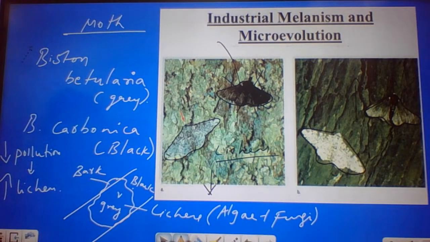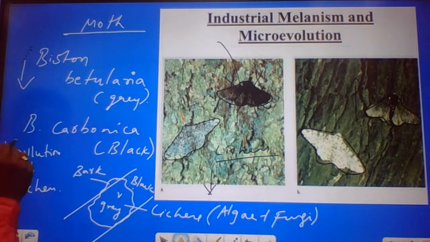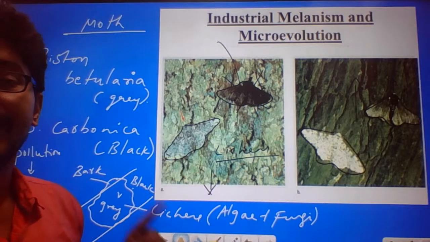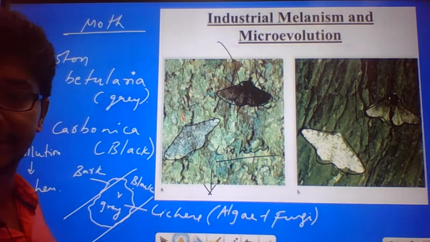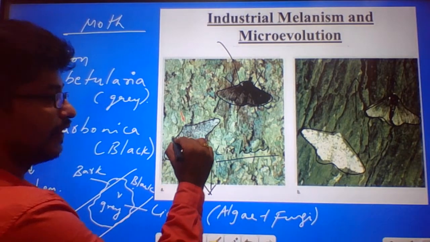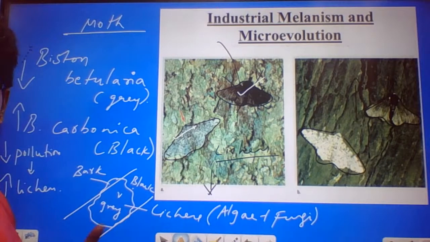Biston betularia started decreasing, and Biston carbonaria started increasing. So this is one of the classical examples of natural selection. Nature is giving opportunity to both extremes, the survival of the gray moth as well as the black moth, in two different conditions, that is, before industrialization and after industrialization.